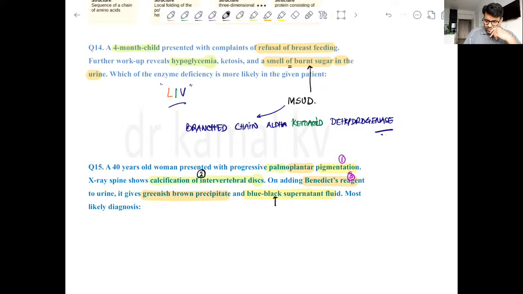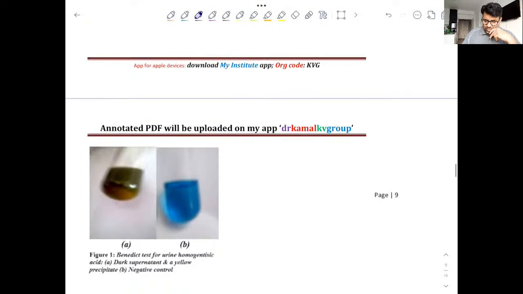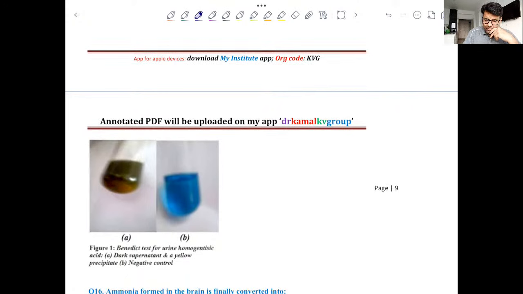Now here, if you remember, especially in Alkaptonuria, there is deposition of black pigment in the connective tissues. Like it can get deposited in the pinna, or there can be calcification of intervertebral disc. You can also correlate one term, ochronosis. So this is all classical for Alkaptonuria. And on addition of the Benedict's reagent, we can see a dark color supernatant.